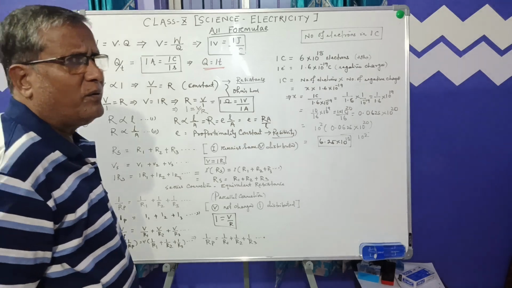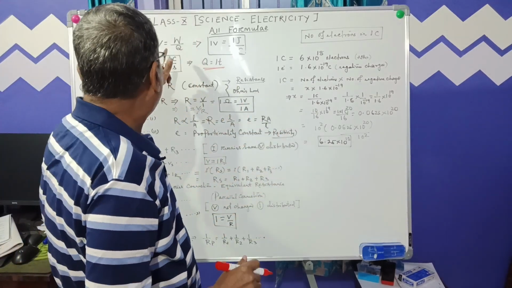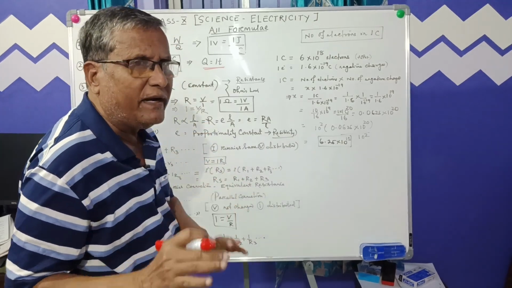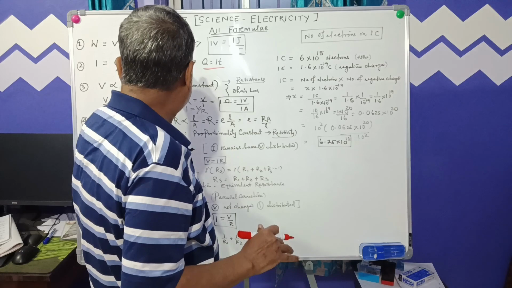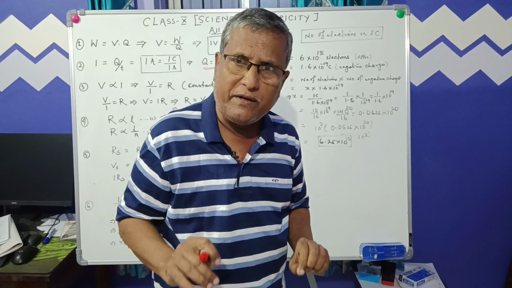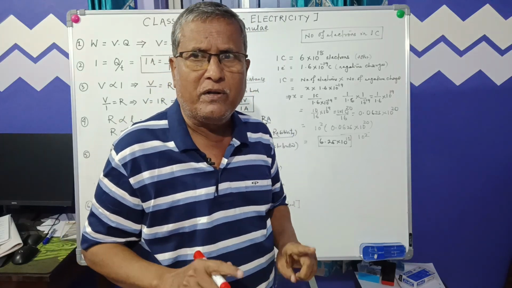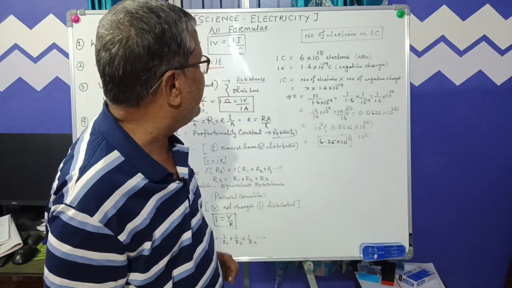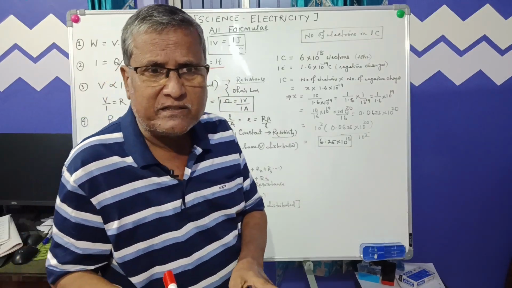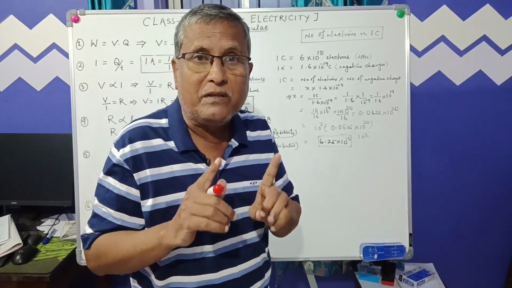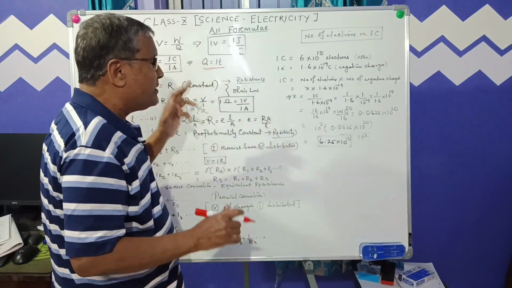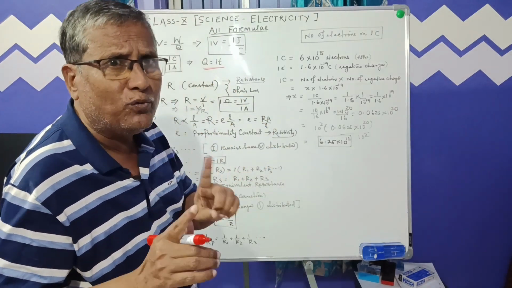Now we have two symbols, V and I. V for voltage and I for current. So volt is measured by an instrument called a voltmeter. And remember, the voltmeter is always connected in parallel between the two terminals for which the potential difference is to be measured. So V denotes the potential difference between the two terminals.